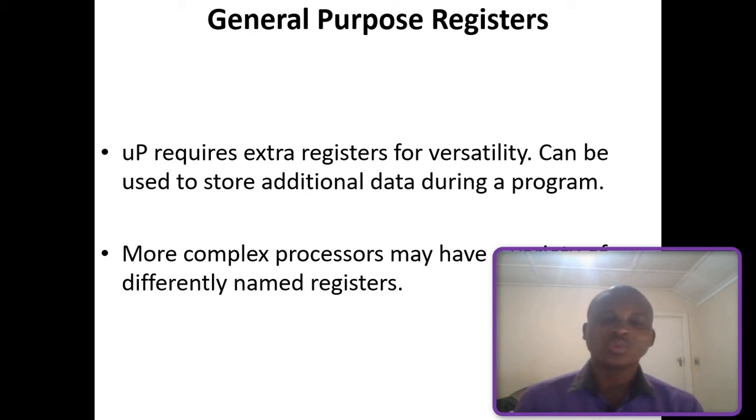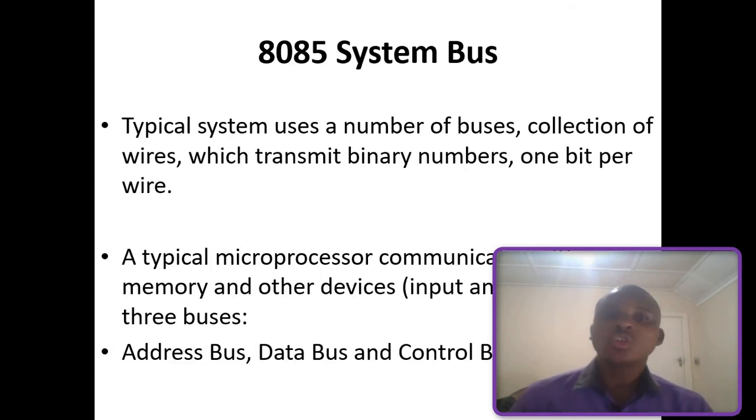So registers can be used to store additional data during a program. More complex processors may have a variety of differently named registers. Now, the 8085 system bus. Typical systems use a number of buses, a collection of wires which transmit binary numbers, 1 bit per wire. You know that, guys. You can say my Windows machine is a 64-bit or a 32-bit. Why? Those are system buses, guys.